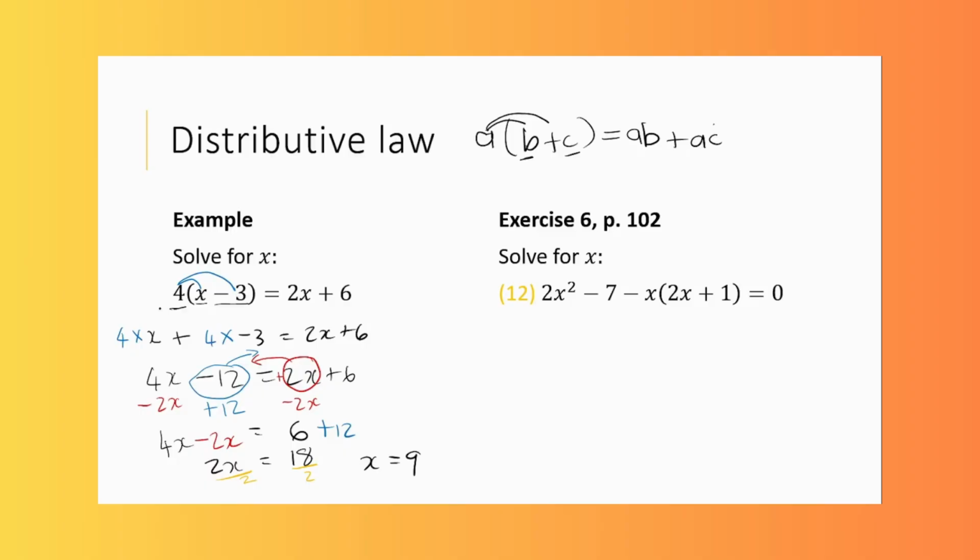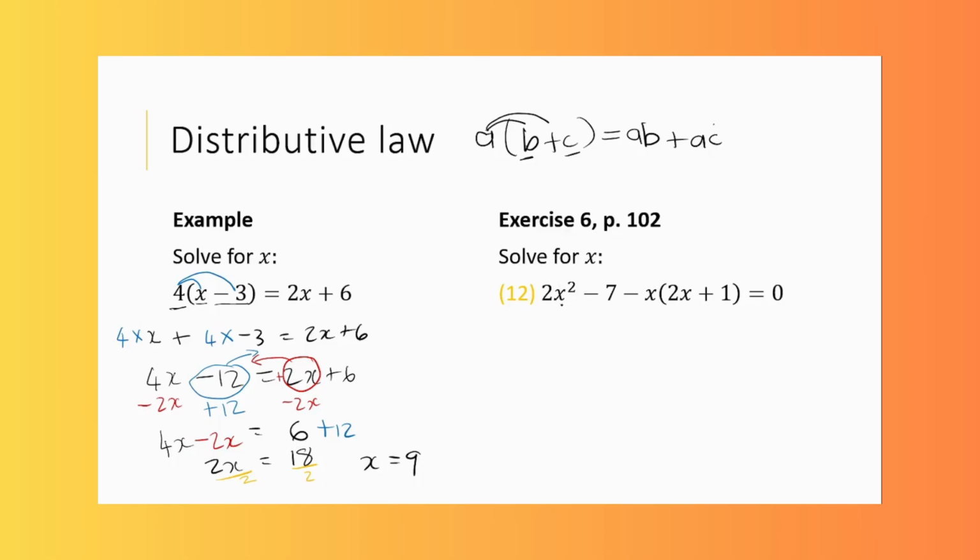So just to recap, the distributive law came into play with this 4 times a bracket. We multiplied the 4 with each term inside of the bracket, and then we went on as usual. Let's look at this one example from our textbook that was in the exercise.